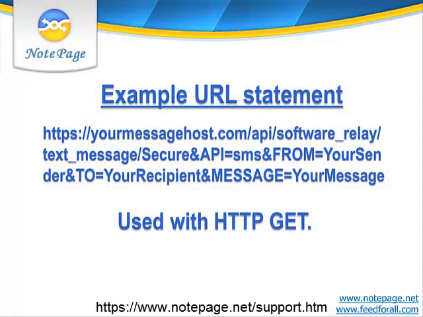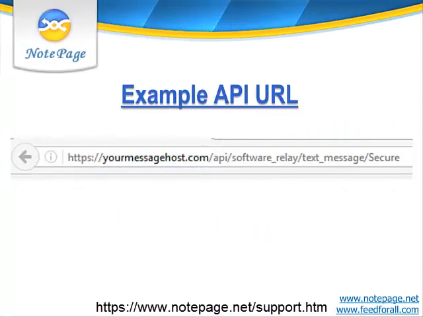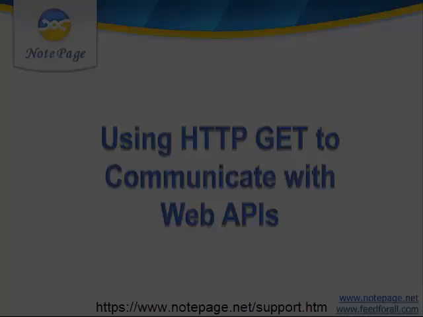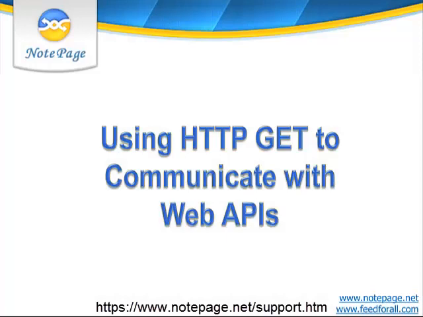So now we've taken this and broken it down into its 2 parts, the URL and the parameter names and values, and configured PageGate to submit this information to the web API. This concludes the tutorial on how to configure HTTP GET carriers in PageGate to communicate with a web API.